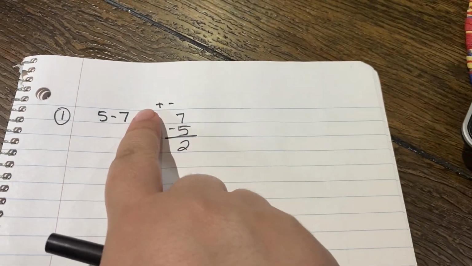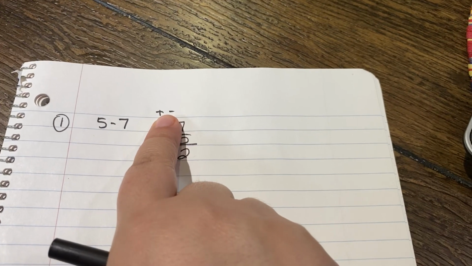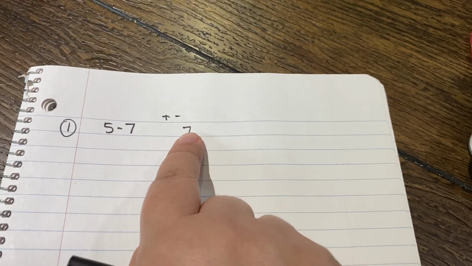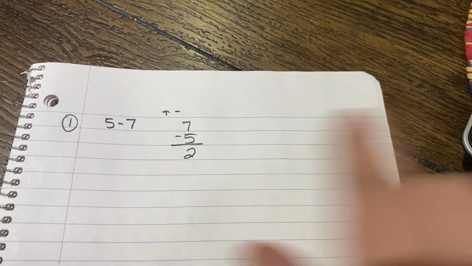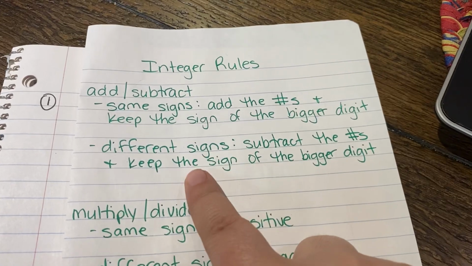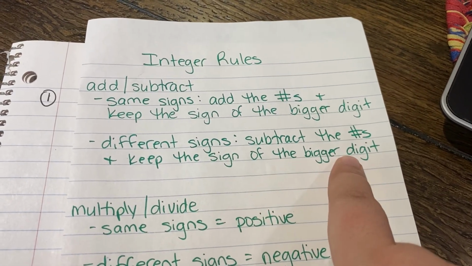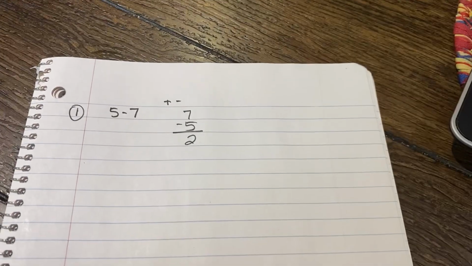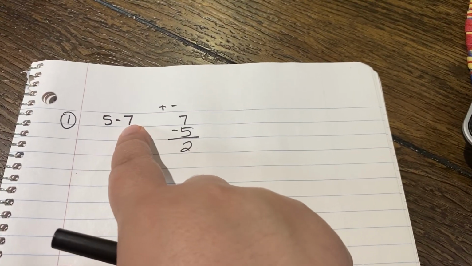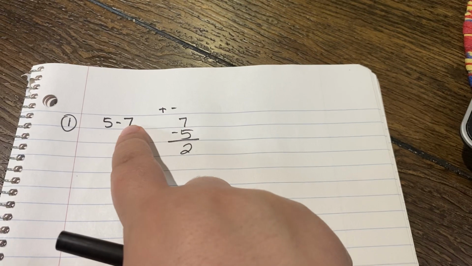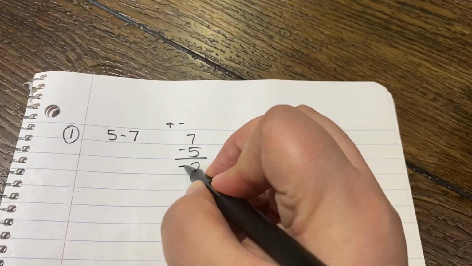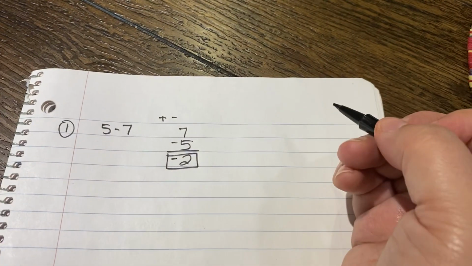Okay? So again, the signs were different, so I had to subtract. Flipped it around to put the bigger number on top. 7 minus 5 equals 2. And then after you subtract, it says to keep the sign of the bigger digit. Okay, so if we're looking at just these numbers without any signs, we notice that 7 is bigger than 5. So 7 had a negative sign in front of it. So your answer is a negative 2. Okay?